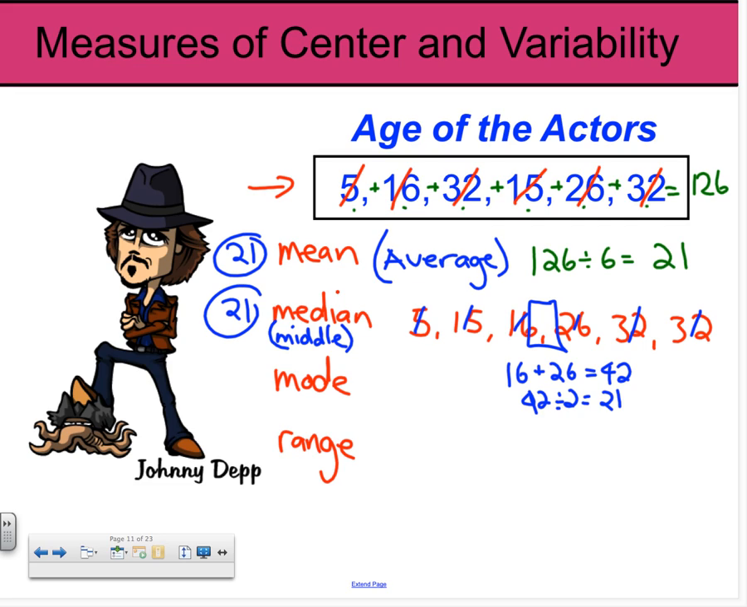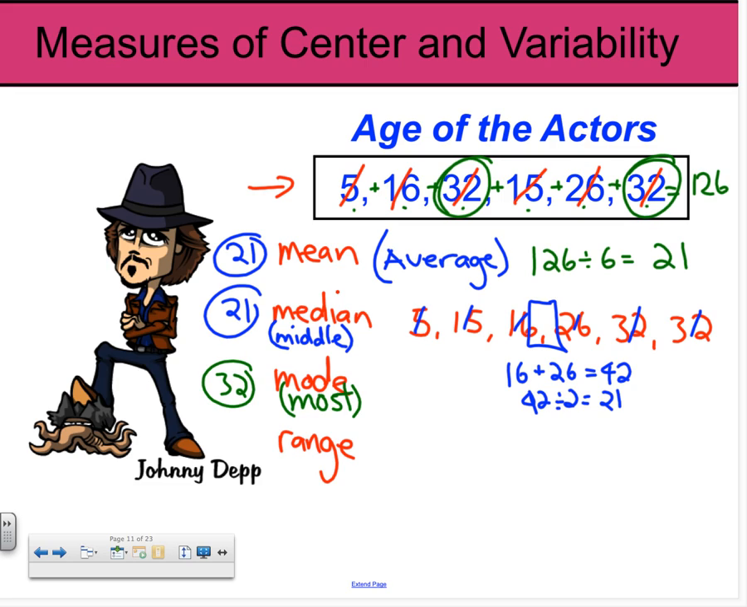Now we're going to find the mode. Now the mode is fairly simple. When you think of mode, just think of the word most. What's the number that occurs the most? And it's pretty obvious that we have 32 2 times, where everything else is only once. So our mode is 32.